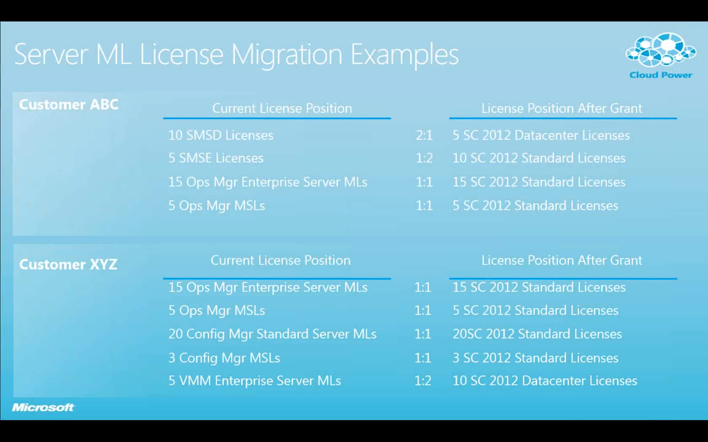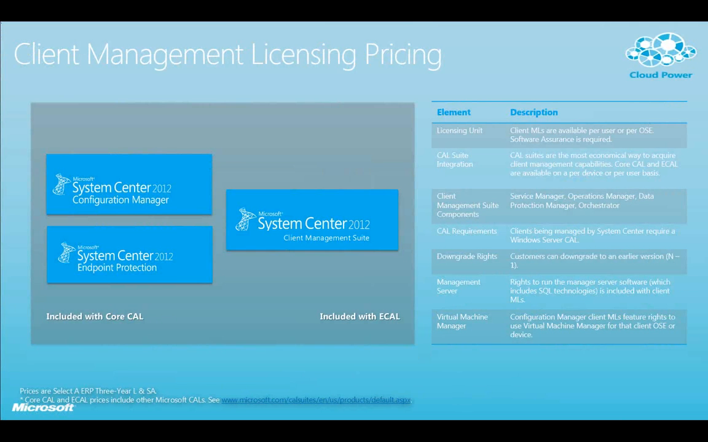As an example, the licensing transition, so individual licenses, so if anyone's got the SMSD or SMSE, there's a ratio for that. The licenses for the old version, for the management licenses, strictly speaking, is a one-to-one type of relationship. So there's some good examples to look at on there. And then finally, we've got the client licensing.